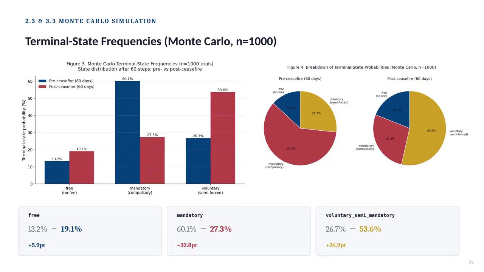Running 1,000 Monte Carlo trials over 60 steps confirms this shift numerically. Before the ceasefire, mandatory is the dominant terminal state, reached 60.1% of the time. After the ceasefire, voluntary semi-mandatory becomes dominant, reached 53.6% of the time. That's a swing of nearly 33 percentage points away from mandatory, and almost 27 points toward the hybrid voluntary regime.